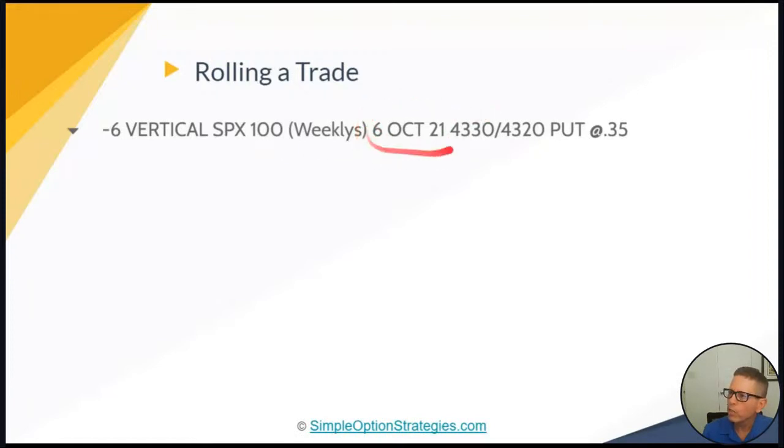6th October is the expiration date, and you can see that it's today. I had rolled this trade, and the strike prices are 43.30 and 43.20. It's a put spread, and the premium at that time after being rolled was 35 cents, because I had probably deducted from a roll that I had done previously, and that's how we keep track.